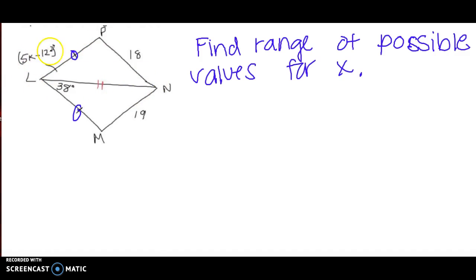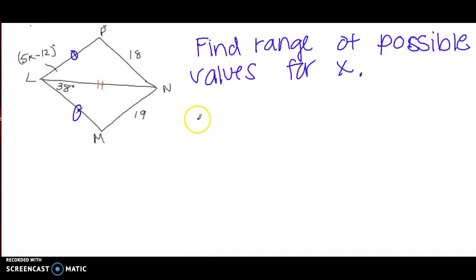So right now we're talking about the 5k minus 12, which is in between PL and LN. And we're talking about the 38, which is between ML and LN. So we're talking about the angles between them. To do this, you have to look at the sides across from these angles. We have an 18 and a 19. The 19 is bigger, so the angle across from it, that 38, is going to be bigger than the angle across from the 18, which is the 5k minus 12.